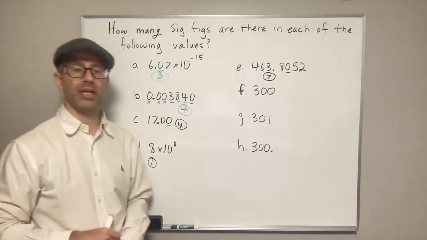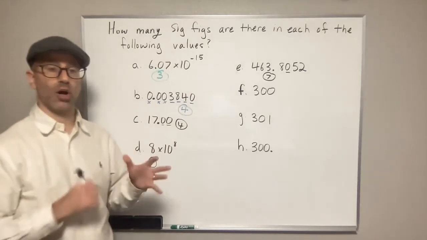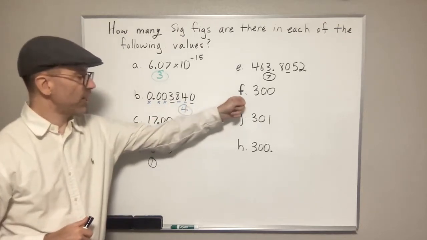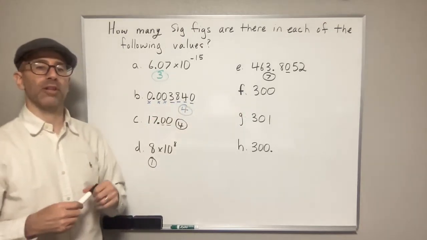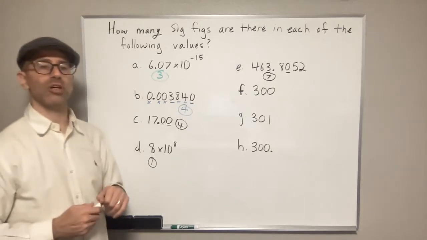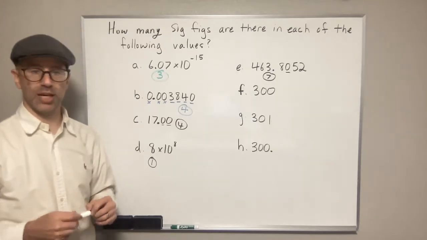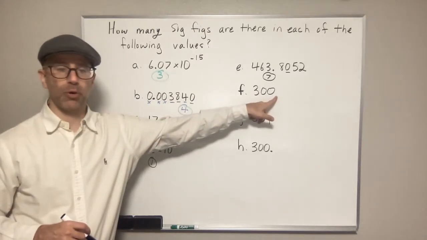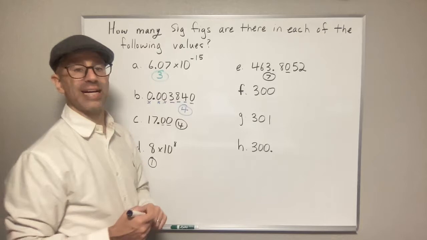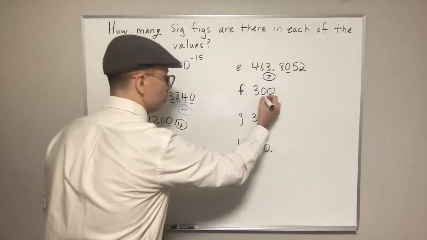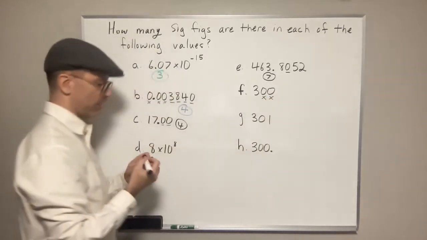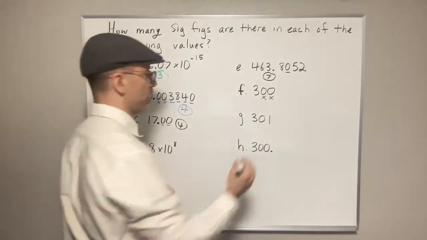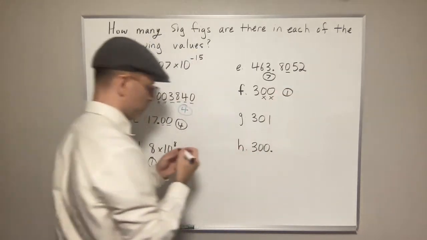Okay, so the next three deal with the confusion. So we'll see what we do here. So here for F, remember the zeros at the end of your number are only significant if there's a decimal point. So here we do not have a decimal point. So that means that those zeros are not significant. So the only significant figure is the 3. So that would be one significant figure.